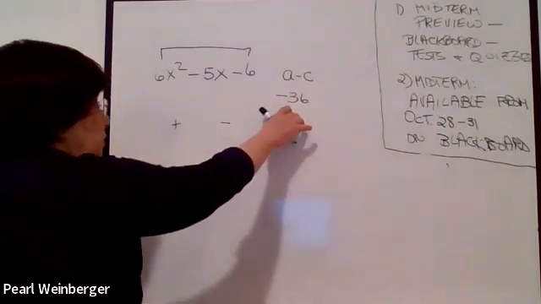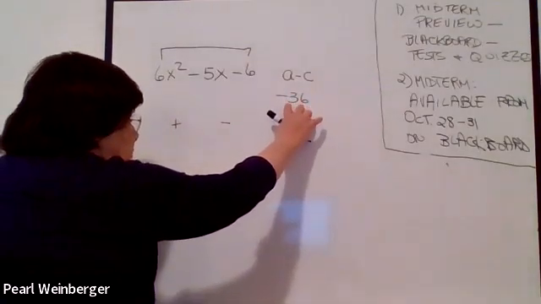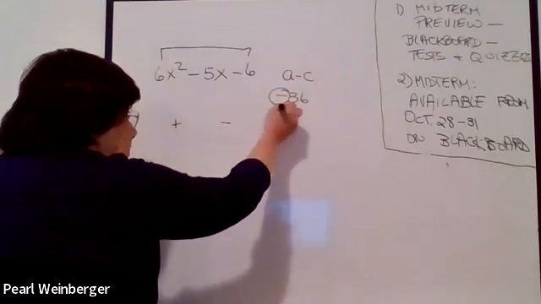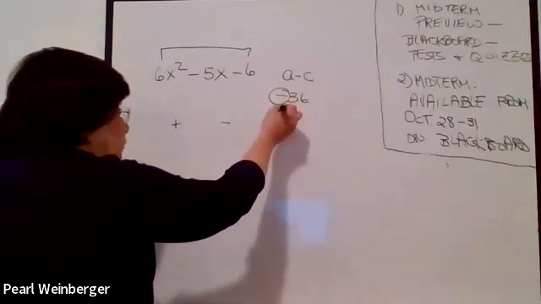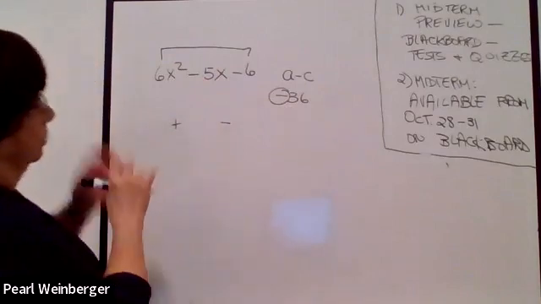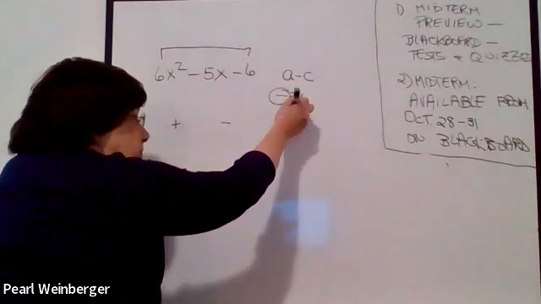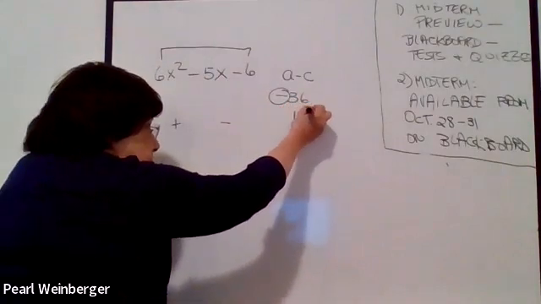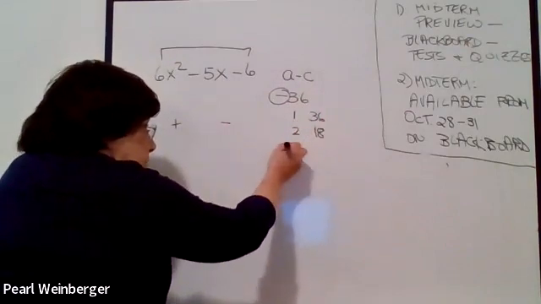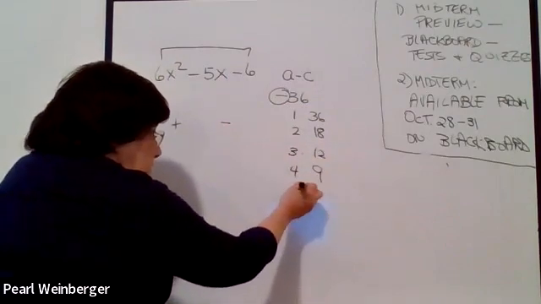Therefore, we're looking for numbers that multiply to 36, but in this case, since this is minus, they have to subtract to 5. As a matter of fact, they have to subtract to negative 5, but let's just worry about the number. So again, let's put down that list of numbers that multiply to 36: 1 and 36, 2 and 18, 3 and 12, 4 and 9, 6 and 6.